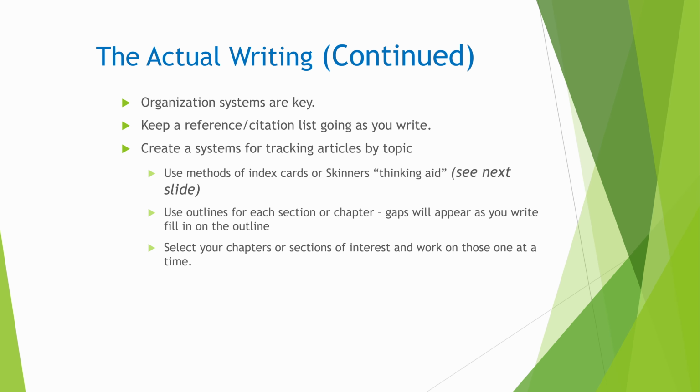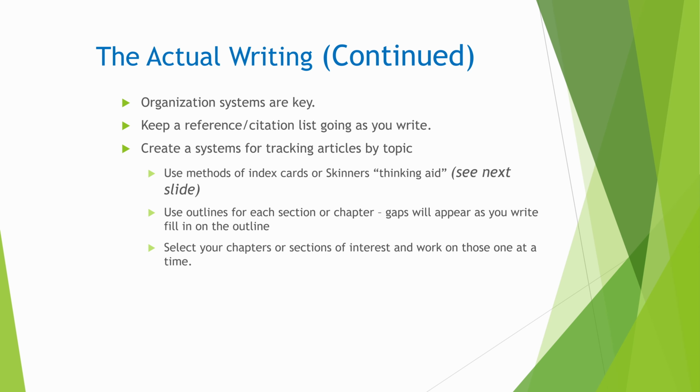And then having an organizational system is important for your writing. So you want to make sure you've got your references, you have a list going as you write, and then you want to track articles by topic. So you can use index cards or Skinner's Thinking Aid, which I'll show you on the next slide. It can be helpful to have outlines for each section or chapter, and then once you start writing, you can see, oh, this is missing, or I need to have more information on this topic or whatever.